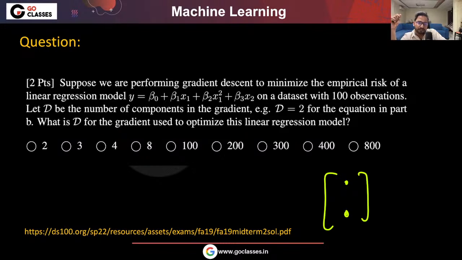Okay, it is something else. So just d equal to 2 is for the part b actually. So d is the number of components. Okay, so how many features do you have, by the way? You have three features. So d will be how much?